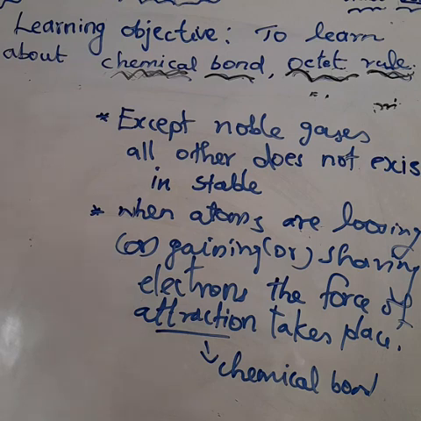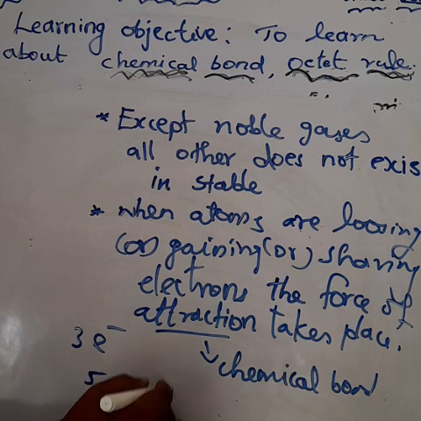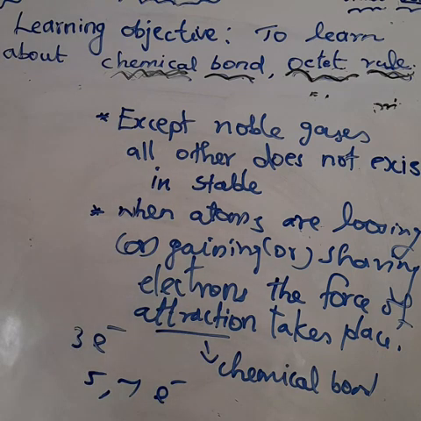For an atom to become stable, it should have 8 electrons in its valence shell or valence orbit. If the valence shell has 3 electrons, it is not stable. If it has 5 or 7 electrons, it is not stable. It should have 8 electrons. Then only is that atom stable. Students, here you understood that only electrons are involved in chemical bonding.